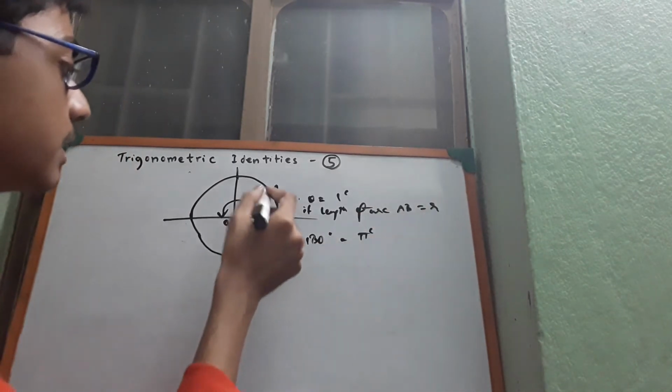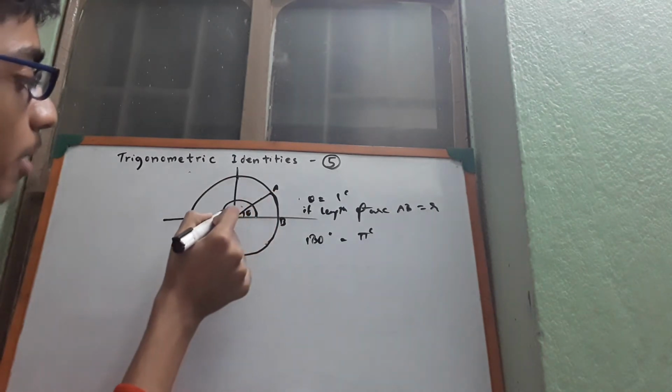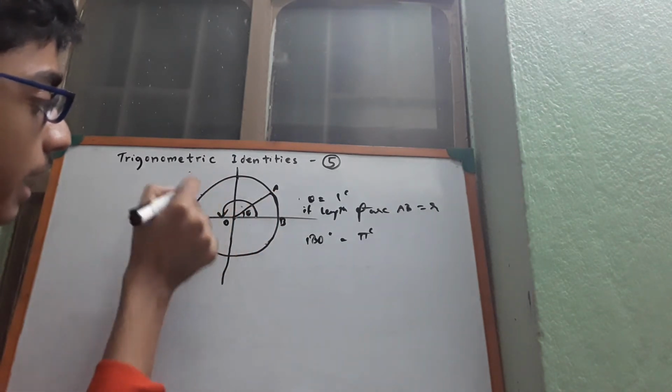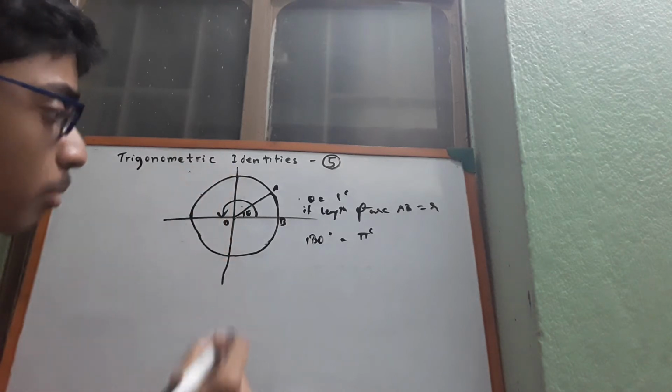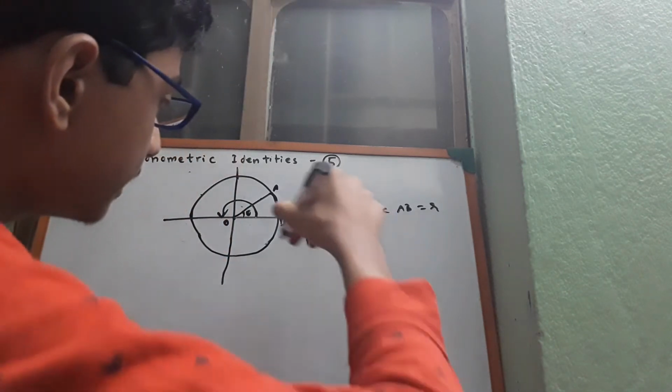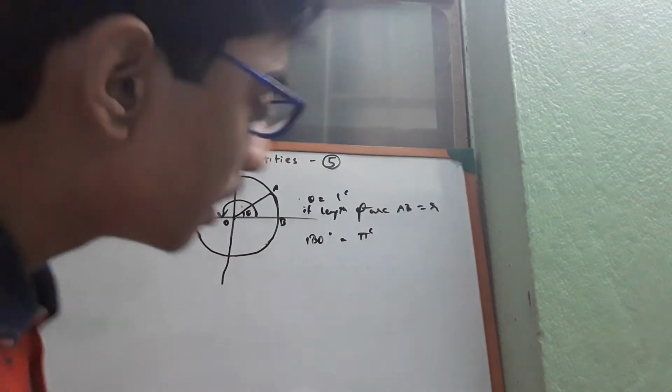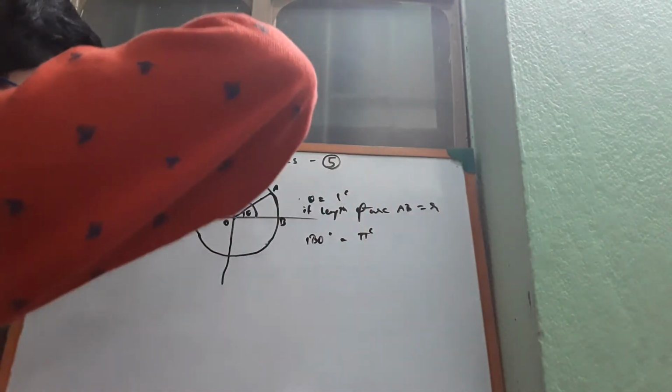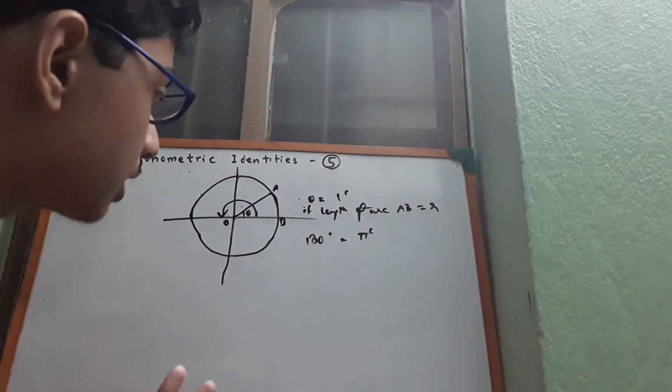Why? Because obviously, 1, 2, 3 will cover 3 radiuses, that means 3 radians till here, and some part will be left out. That's actually 3.14. And the circumference of the circle is given by 2 pi r. So once you complete a 360 degree rotation, that corresponds to 2 pi radians.